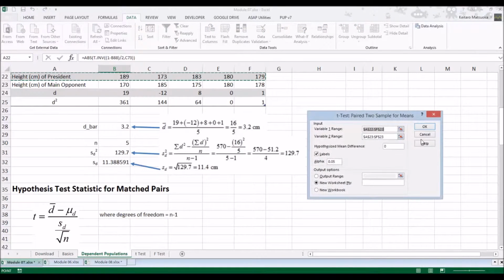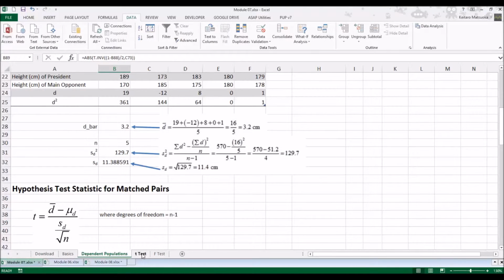Click OK. And input the first variable range. So I select the first row, including the label. And for the second one, it's the row for the main opponents, including the label. If you do include the label, click on the labels checkbox here. This is the same as this mean difference is mu d, so we already said that's going to be 0. And alpha is 0.05 from the problem. And so I'm going to produce this in the new sheet. Press OK.